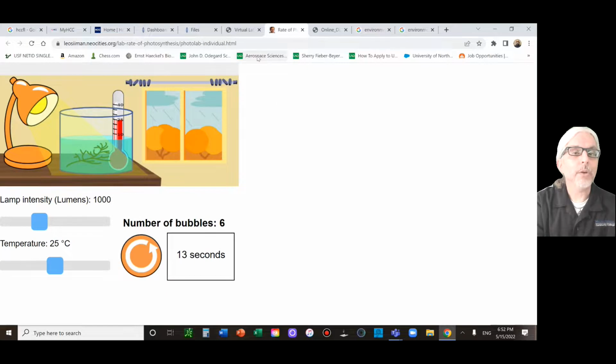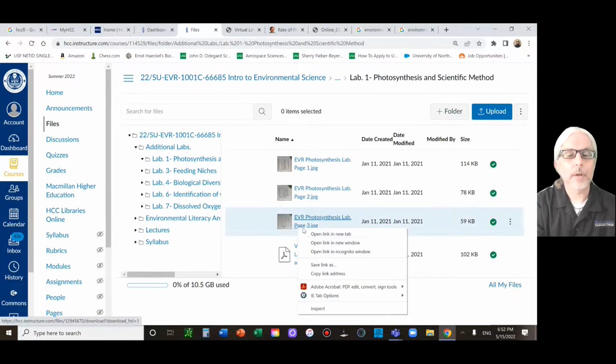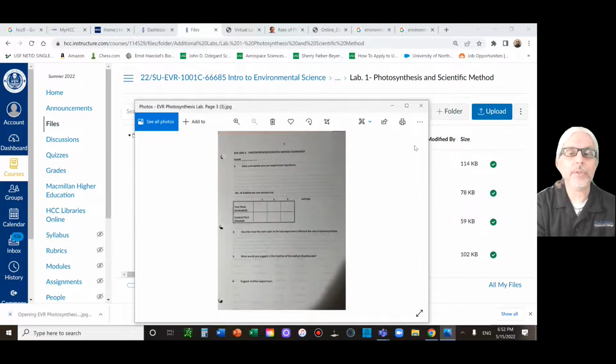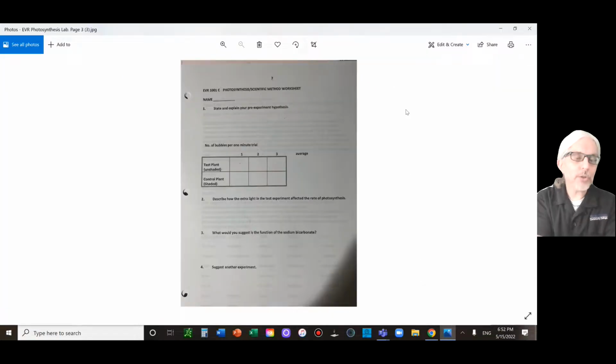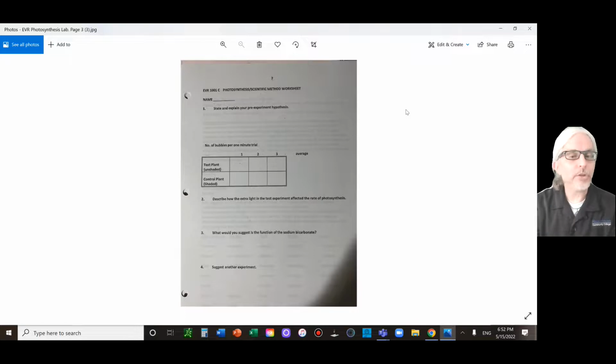It's there. So let's go back to that virtual lab. There it is. This is the fake data that you'll use on this data sheet. That's the last page of your photosynthesis lab. Now, again, I posted all this for you. You didn't need any additional files for lab 1. I only did that as a courtesy. It allowed me to throw in that GIF so you can see bubbles in that sort of simulation.